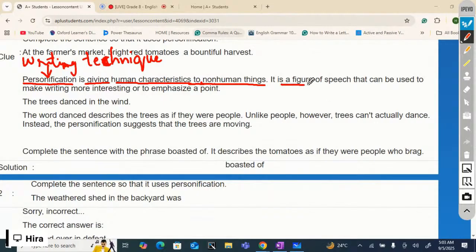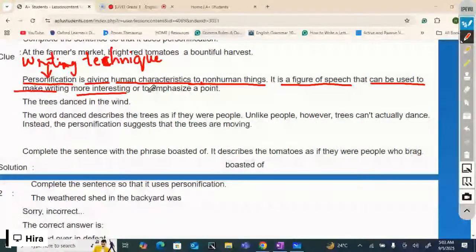It is a figure of speech that can be used to make writing more interesting or to emphasize a point. Well, if you want to improve your writing, you need to incorporate different figures of speech. This is one of them. So it makes writing more interesting. And if you want to emphasize a certain point in your writing, you can use this figure of speech.